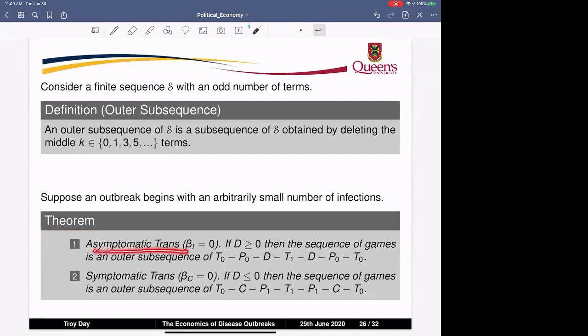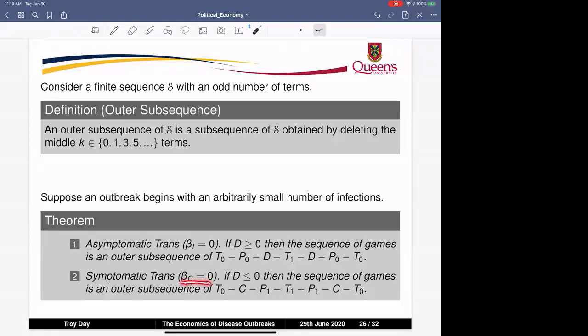If we look at the asymptomatic transmission case, so beta I is 0, no transmission from the I class. If D is greater than or equal to 0, meaning that there is a cost to an individual of other people becoming infected, or else no cost at all, then the sequence of games that occurs during an outbreak is an outer subsequence of this here. It starts with a trivial game with a Nash at 0, a prisoner's dilemma with a Nash at 0, a diversification game, and then it's trivial with everybody distancing, and then we back out of those things in the way we entered them. And it's an outer subsequence, meaning we can delete some odd number of things in the middle of that, potentially, depending on how big the outbreak is.